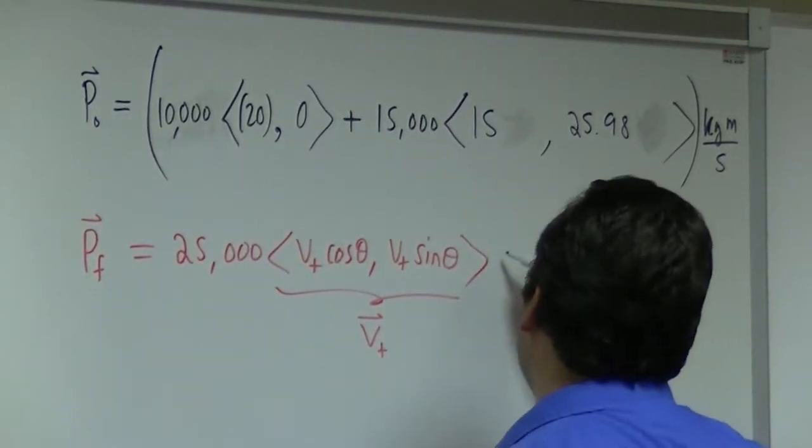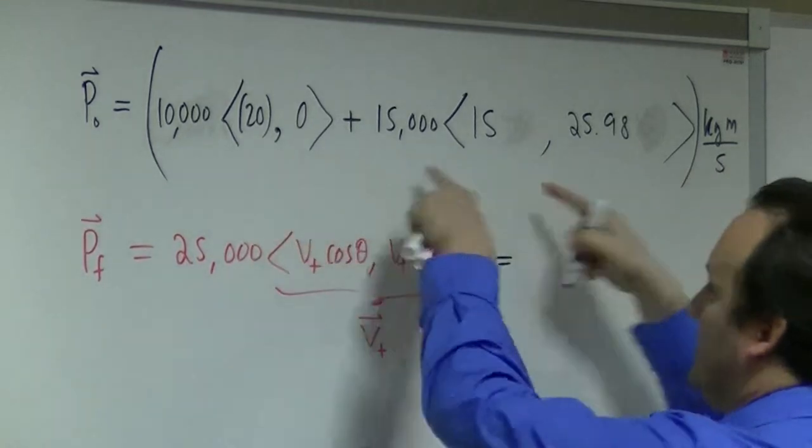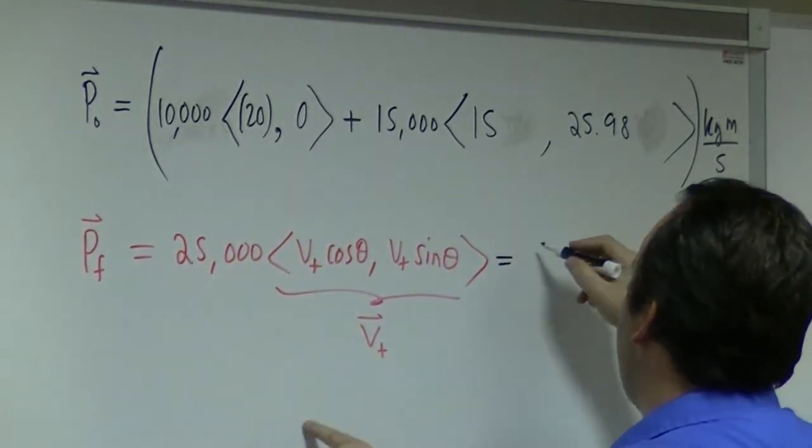And this should all be equal to what? This stuff added together, right? We could do what? Like, 25,000.